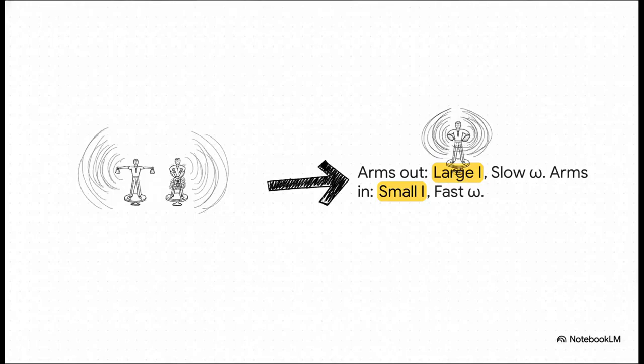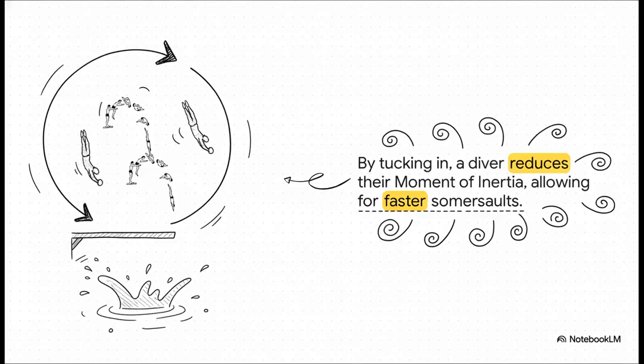Let's actually watch this happen. On the left, see how the person's holding weights way out? Their mass is spread out far from the center, so their moment of inertia, I, is huge. To keep the total momentum the same, their spin speed, omega, has to be slow. But now, watch what happens when they pull those weights in. Their I gets smaller, so their omega has to get bigger. They speed right up.